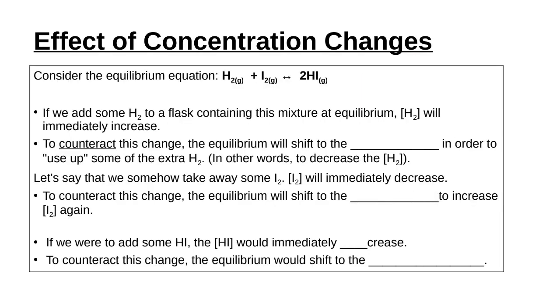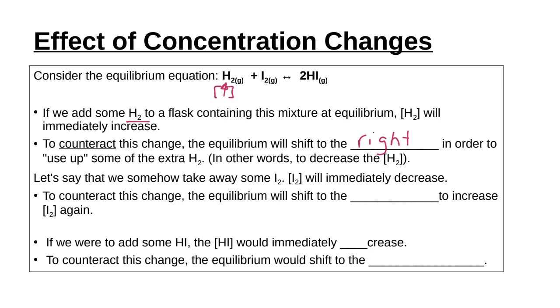Let's do more of the same now with concentration changes. So here's an equilibrium reaction. And if we add some hydrogen to a flask, so if we increase the concentration right here of hydrogen, the system can tell there's extra hydrogen molecules around in the system that can be reacted away. So to counteract that change, it wants to use up some of the hydrogen. So it's going to shift to the right side. It's going to use up some of those H2 molecules to make a product.